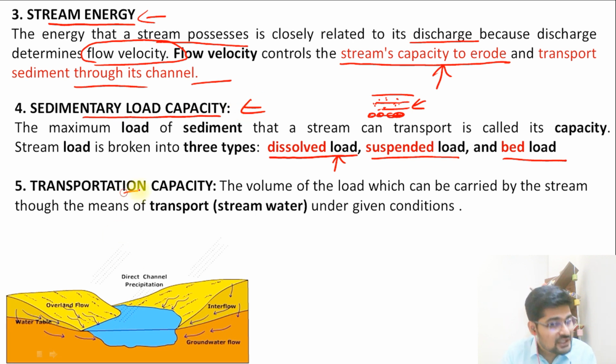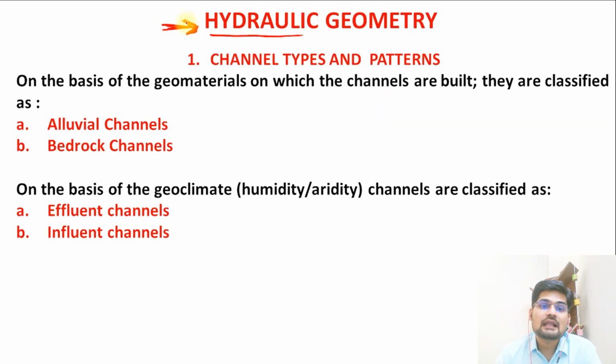Then we have the transportation capacity, which is equally linked to the stream energy and flow velocity. Remember, this is important. This is the capacity of a stream to transport the material which it is carrying. Greater transportation happens when the energy is high and the velocity is high. And what is important here is that if transportation capacity is less, it means the river cannot transport much of the material from the source to the mouth.